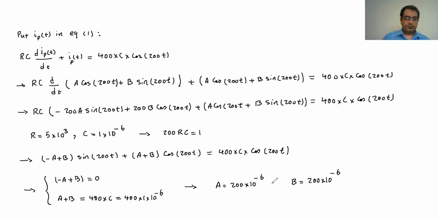Both of them are in amps. This is the A and this is the B. I'm just removing the unit in case it confuses you. Both of them are in amps because we are writing it for the current. So this is the A and B we will have.